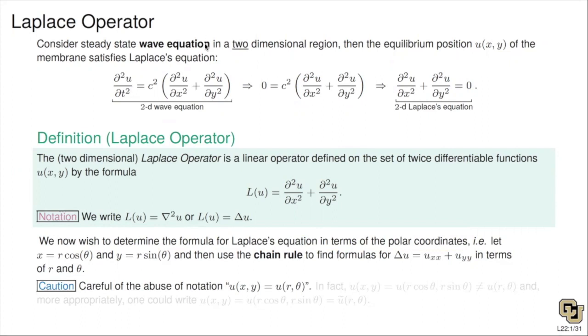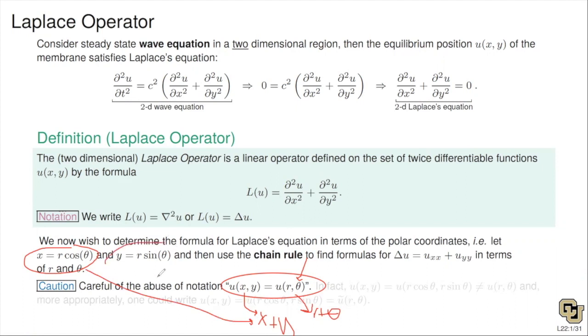Just be careful, the book does this a lot. They use this bad notation. They say u of x,y equals u of r,theta, and that's technically incorrect. I did this example last time. Suppose u of x,y is x plus y. Then u of r,theta will be r plus theta, but r plus theta is not the polar form of the function. Here, we should really be replacing x with r cosine theta.